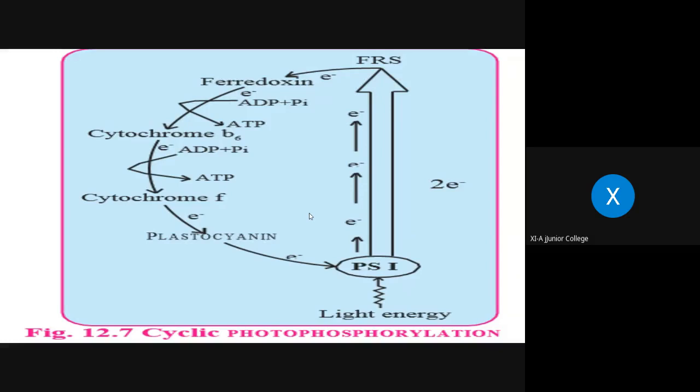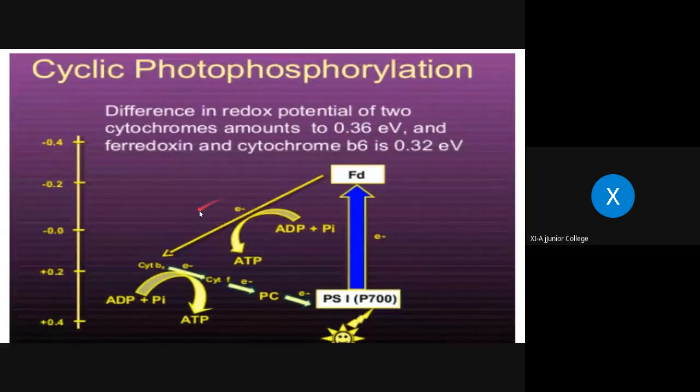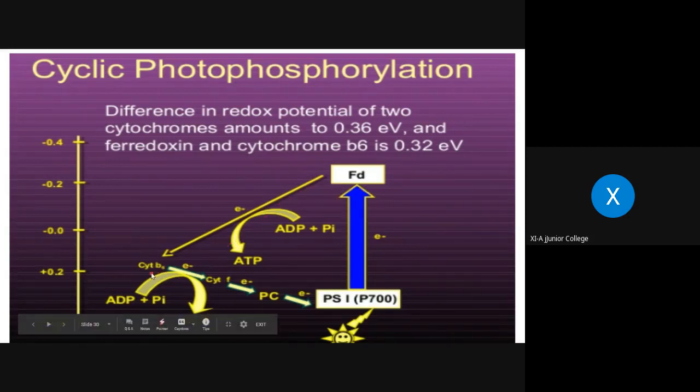Yes, ma'am. Now, this is another way where I have shown pigment system 1. The electron is accepted by the reducing substance, then ferredoxin, to cytochrome B6, and cytochrome B6 to cytochrome F. At these two places ATP is produced. This is the first ATP, this is the second ATP, and then from cytochrome F by plastocyanin, the same electron is received by the chlorophyll A molecule of pigment system 1. Is that clear? Cyclic way of photophosphorylation.